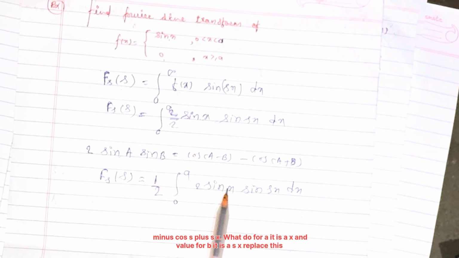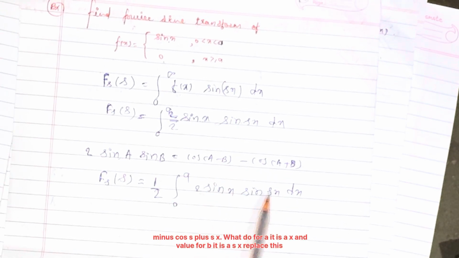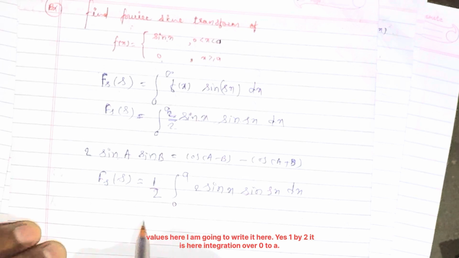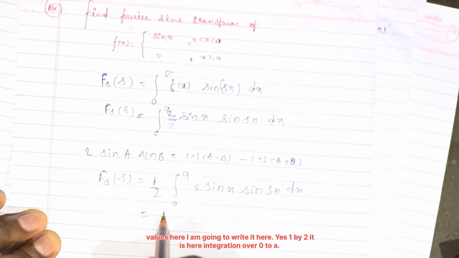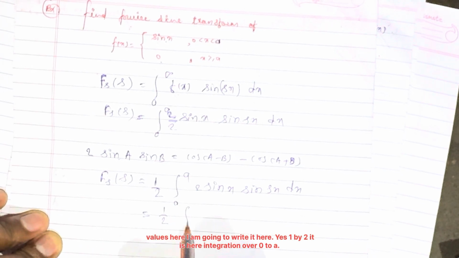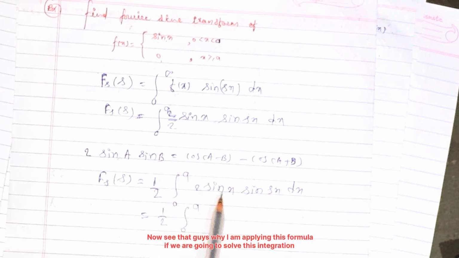Value for a is x and value for b is sx. Replace these values here. Okay, I'm going to write it here. So 1 by 2, integration over 0 to a. Now see, guys, why I'm applying this formula.